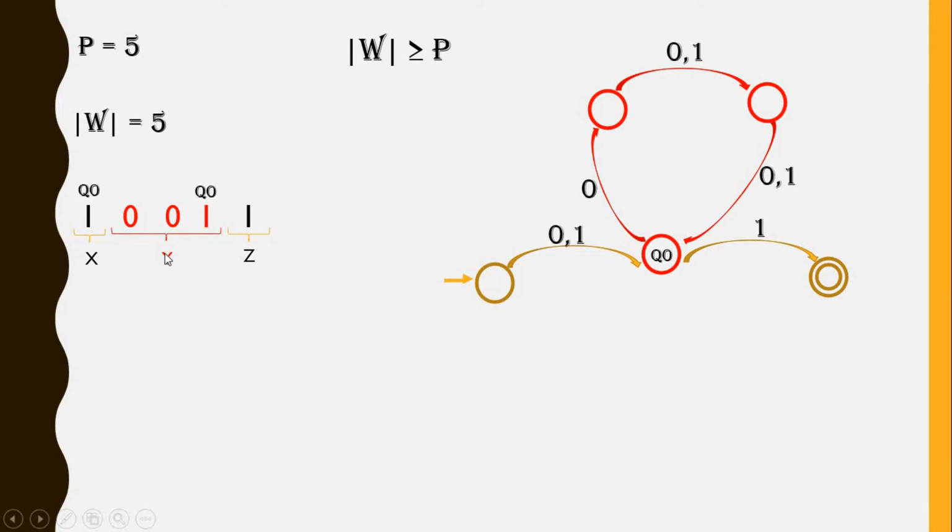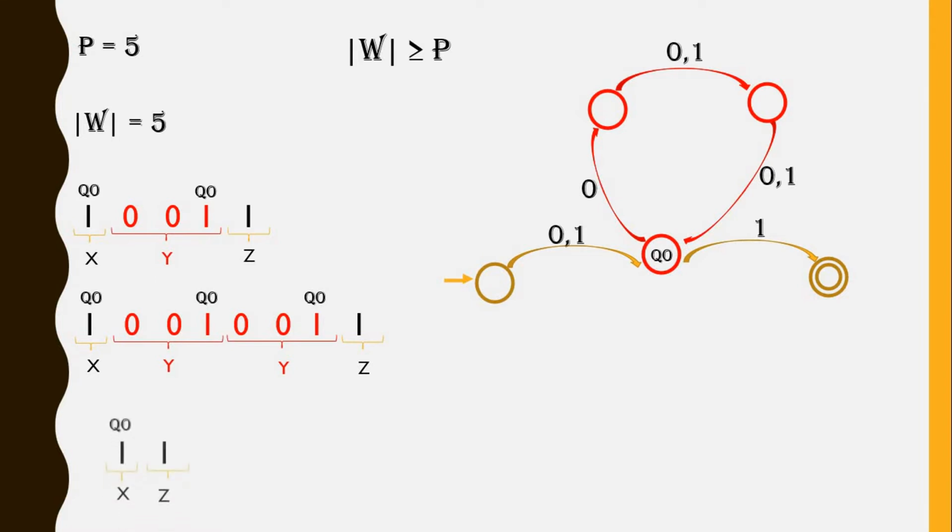It means that if the string xyz is in the language, then the string xyyz is also in the language when you pump up. If you pump down, then y becomes empty, and will generate this string xz, which has to be also in the language. Now, in this example, we choose 001 as the y part, because that's when we visit the same state at least twice. In this case, Q0.